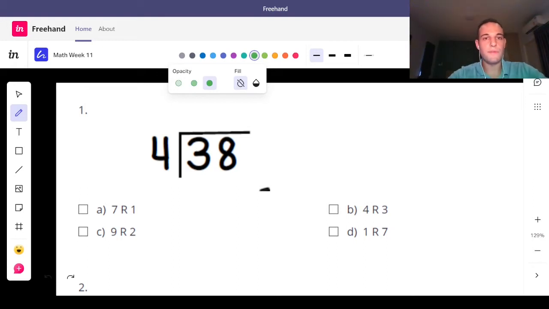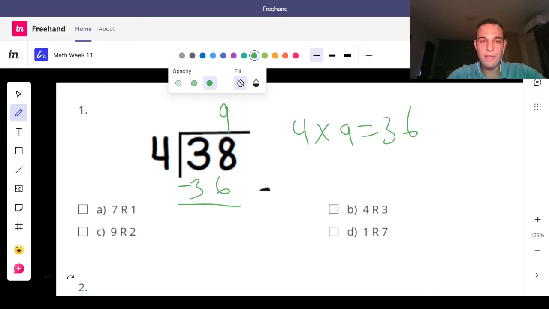So, for long division, we have 438. We have 38 divided by 4. 4 goes into 3 0 times, but 4 goes into 38. How many times? 4 can go into 38. 4 times 9 equals 36. So it goes into there 9 times. 38 minus 36, we have a remainder of 2. Okay, so it's 9 remainder 2.